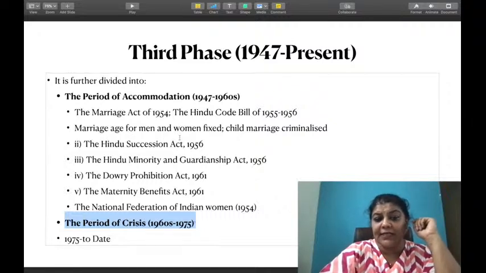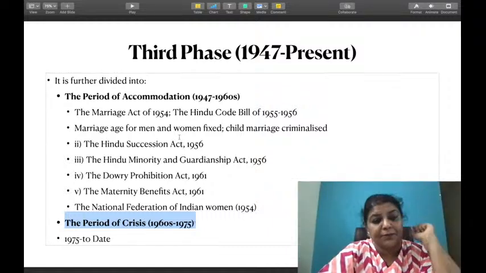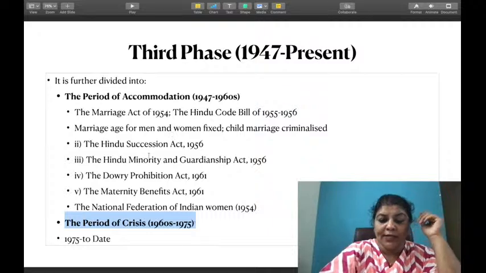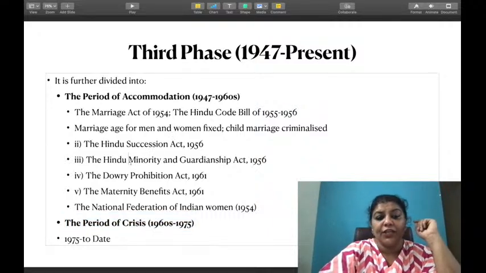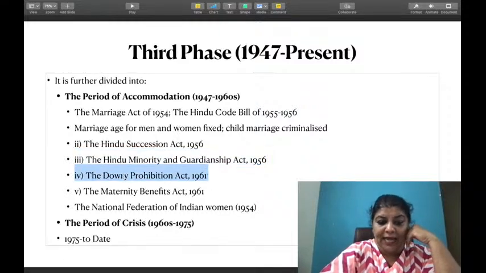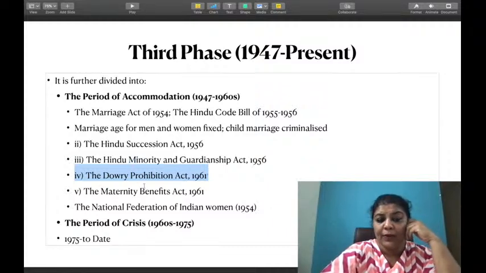Both these fixed the age of marriage for men and women. Child marriage was criminalized. Very, very important. Then I already told you in the context of Ambedkar, Hindu Succession Act, Hindu Minority and Guardianship Act, Dowry Protection Act. These are all very important in the context of Indian feminism, of course. All are acts that protected women.